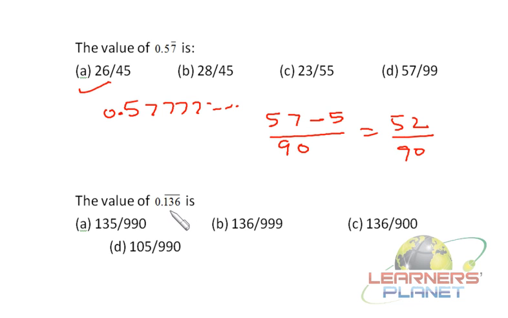Similarly, in this case, there are 3 digits which are having a bar. So it will be 136 divided by triple 9. Since 3 digits are having a bar, we'll be dividing by 3 nines. Okay, as simple as that. Just practice with the concept. You'll feel comfortable in your examination. Okay, friends.